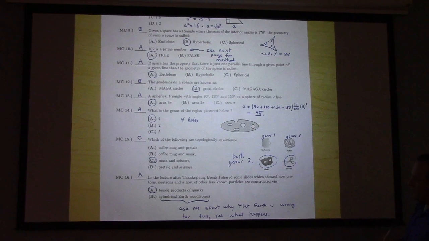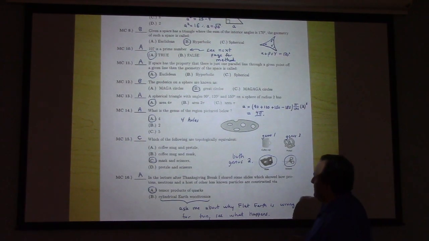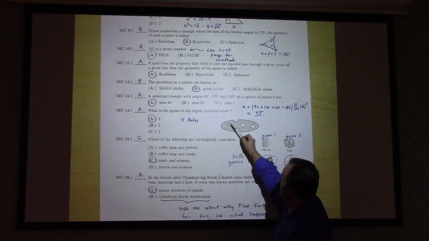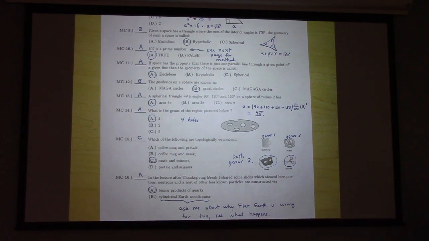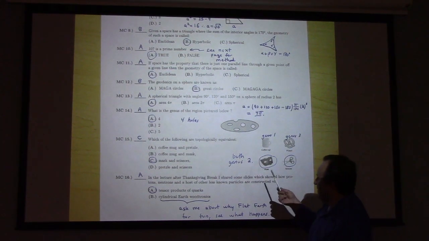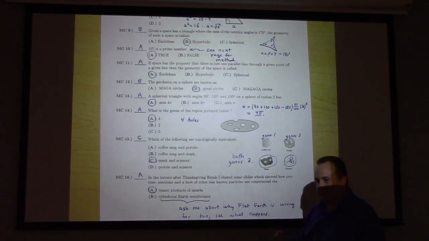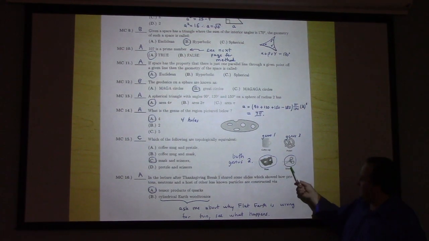So 4 pi. What is the genus of the region pictured below? So 1, 2, 3, 4 holes. It has genus 4. All right. Which of the following are topologically equivalent? One of the big ideas, pretty much the only big idea we had in terms of topology, was that we can compare two different objects. If they have the same genus, they're topologically equivalent. If they have a different number of holes, they're not topologically equivalent. Topological is just a fancy word for saying you can smoothly deform one thing into the other without tearing it, right? So here, the mask and the scissors are both genus 2, and these are the ones that are topologically equivalent.